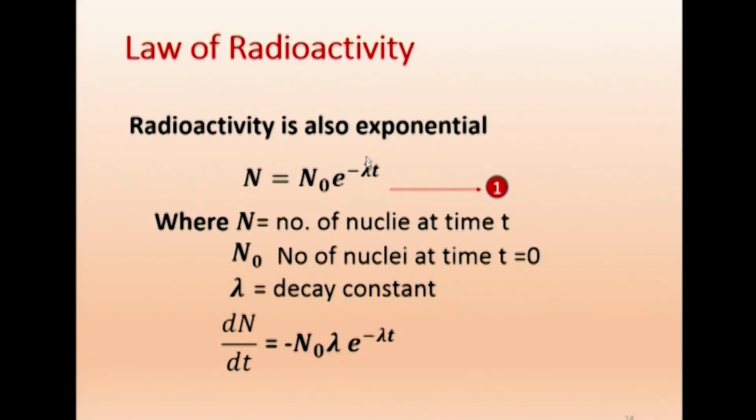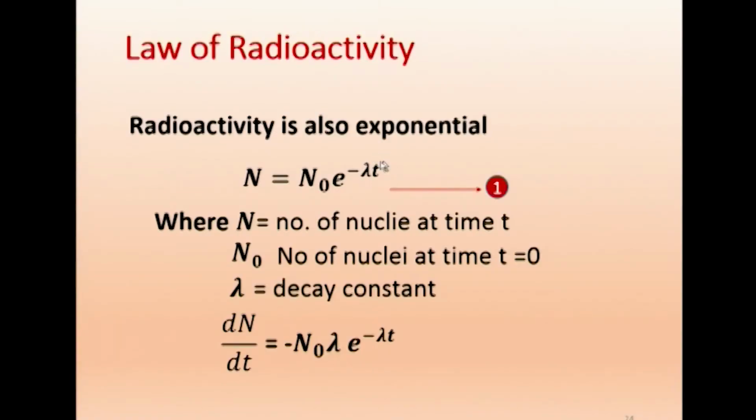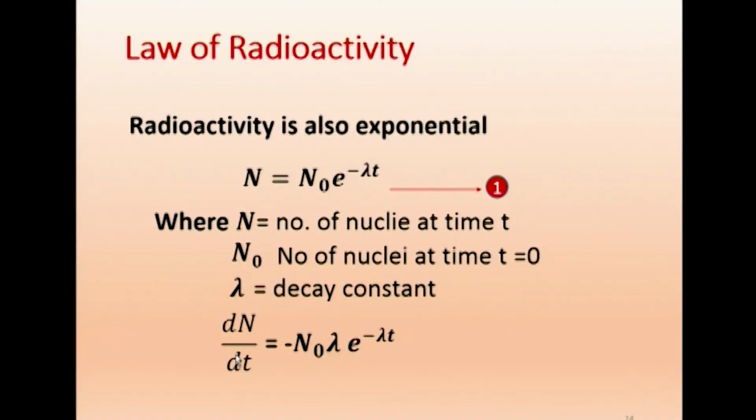Here, e power minus lambda t, that quantity in the exponent must be dimensionless. The t is in seconds, so lambda will be 1 by second. So, lambda into t will be a dimensionless quantity. And if you differentiate this, I will get dN by dt. Why do we differentiate? I want to know the rate at which the nuclei are decaying. N is the number of nuclei available, so dN by dt will be the number of nuclei which are disintegrating, coming out or decaying. If you differentiate, I get minus N0 lambda e power minus lambda t.